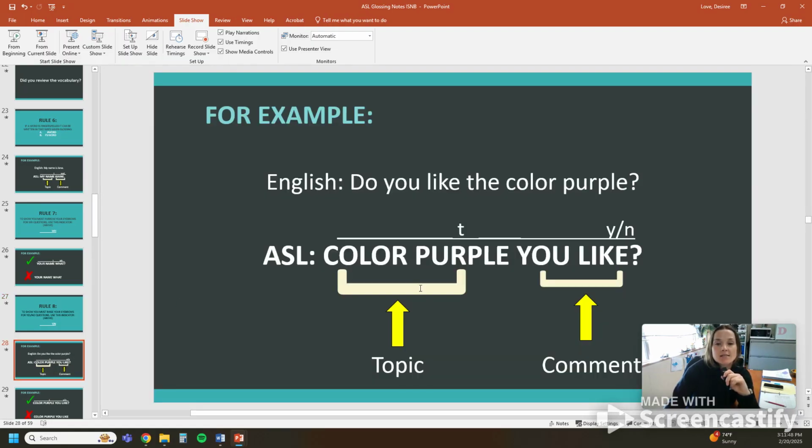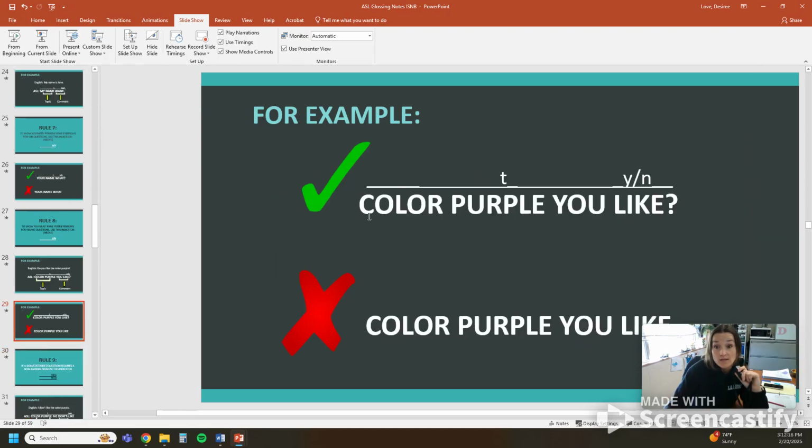So in this example, if you're asking somebody, do they like the color purple? Our topic is color purple. And then we are asking them if they like it. So we put the yes or no up here on the line to show that we are asking. So when you're signing this, it will look like this: color purple you like. And you just need to put your eyebrows up at the end. And that will help them know that you want to know the answer to that, yes or no.